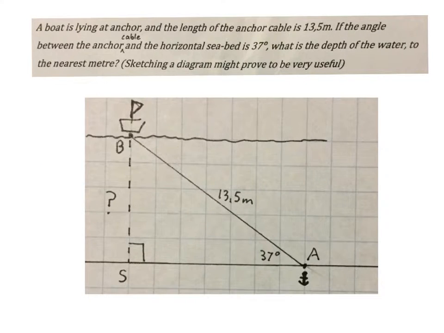Here we have a small picture, a sketch of a certain situation, and here the explanation of what's going on in this picture. A boat is lying at anchor, and the length of the anchor cable is 13.5 meters. If the angle between the anchor cable and the horizontal seabed is 37 degrees, what is the depth of the water to the nearest meter? Sketching a diagram might prove to be very useful.